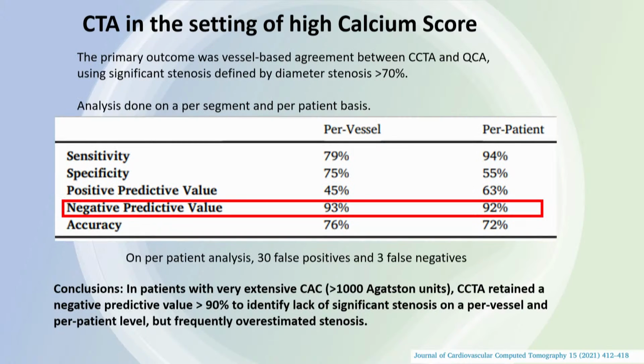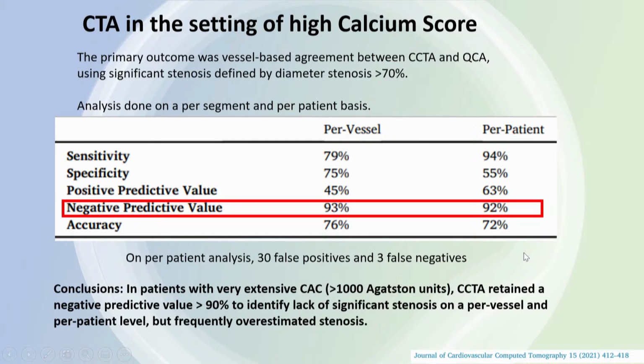So their primary outcome was the vessel-based agreement between CT and invasive cath, defining stenosis as greater than 70%. The negative predictive value, as you would expect, is retained. So if CT was negative, the negative predictive value, both on a per vessel and a per patient basis, is upwards of 90%. There were overall 30 false positives. So CT said significant stenosis, cath was normal, and then those 2 images that I showed you at the bottom are examples of these 3 false negatives.